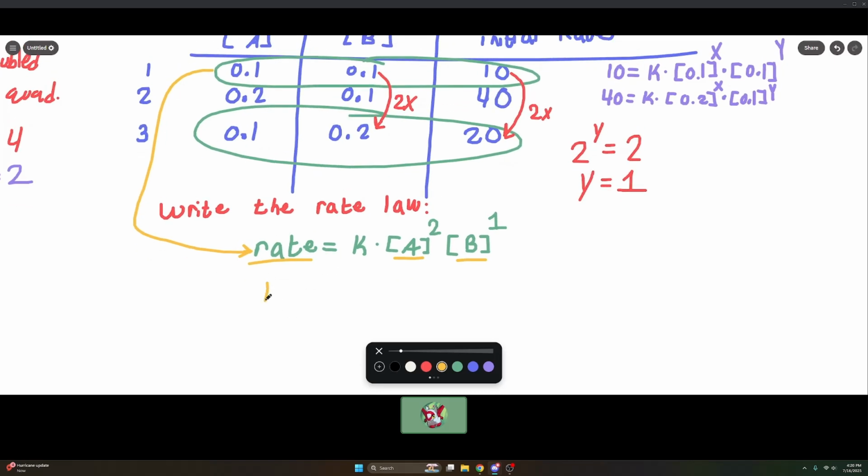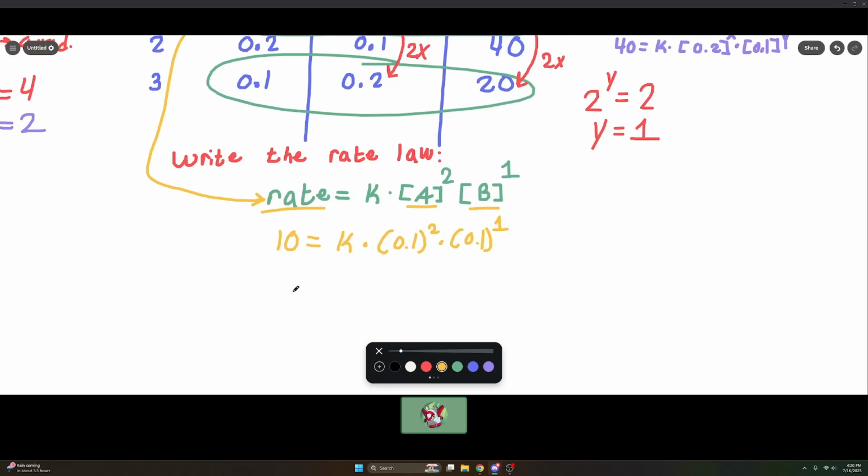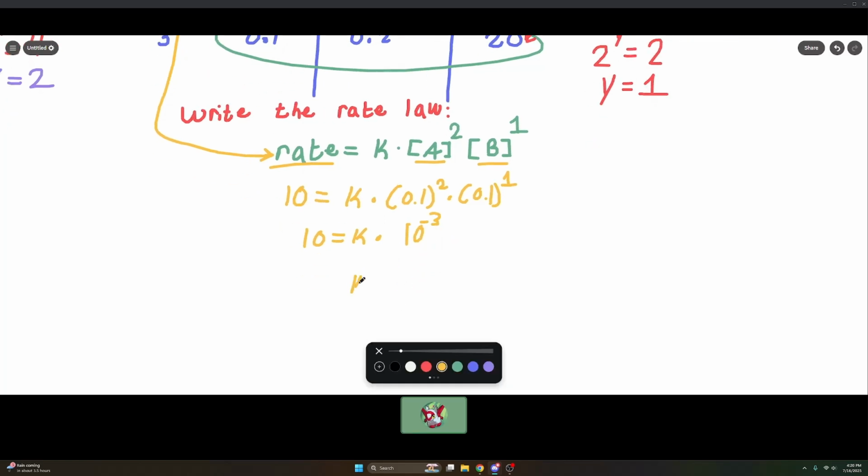So my rate is 10 for line 1. K is what I'm solving for. I have 0.1 squared. I have 0.1 to the first power. I hope I don't scare any people who aren't math fans. That'll be 10 to the negative 3. All right, so K equals 10 divided by 10 to the negative 3, 10 to the 4th power.